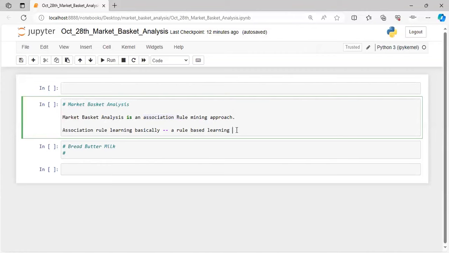Why is it being called a mining approach? That's what I wanted to ask. Mining means large data. Right, mining means large data. Okay, it's large data. So it's a rule-based learning method which helps to discover some interesting relationships.